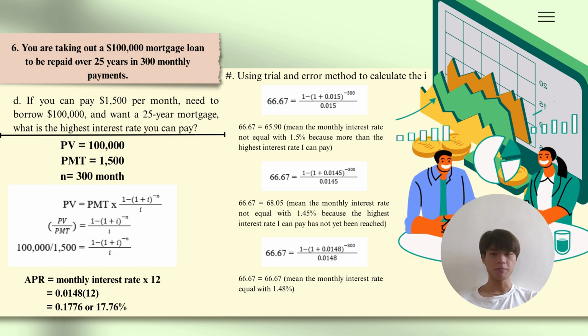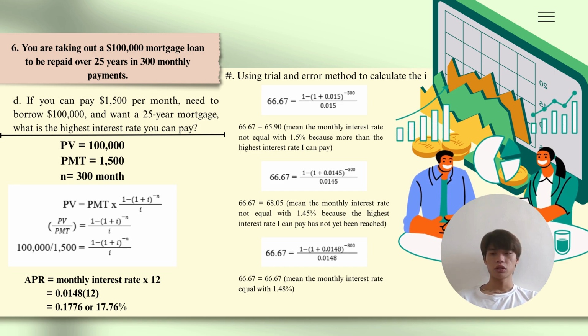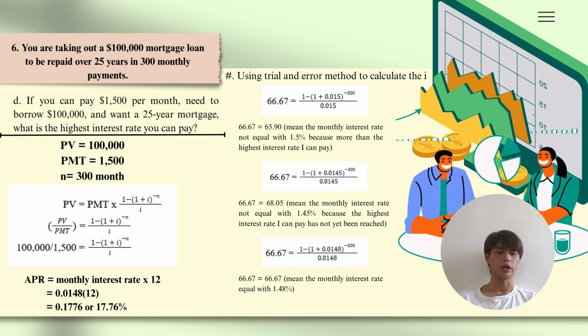For this situation, we use the trial and error method to calculate i. Assume i equals 1.5%. So use the formula (1 minus 1.015 to the power of negative n) divided by 0.015, and we get 55.9. This means the monthly interest rate is not equal to 1.5%, because it is more than the highest interest rate that I can pay.